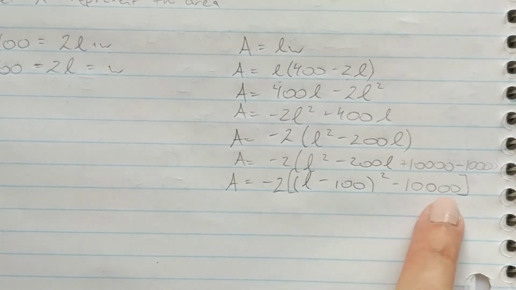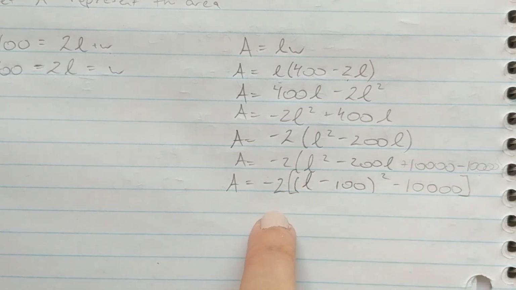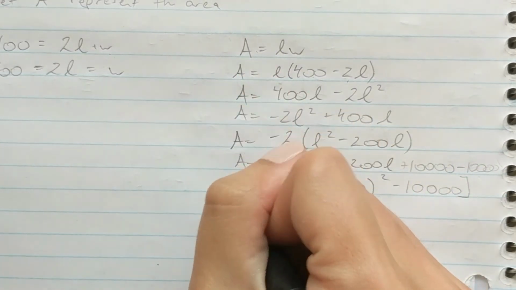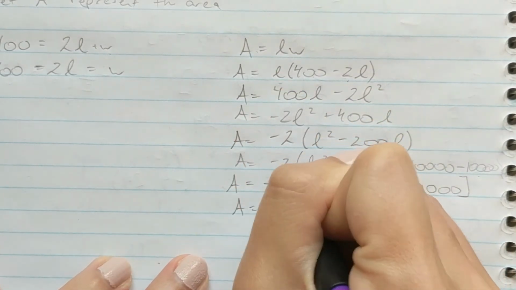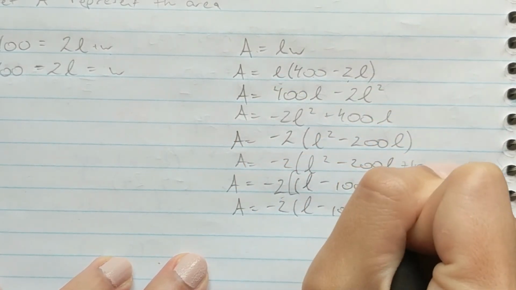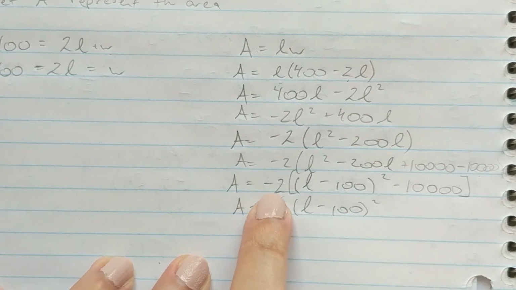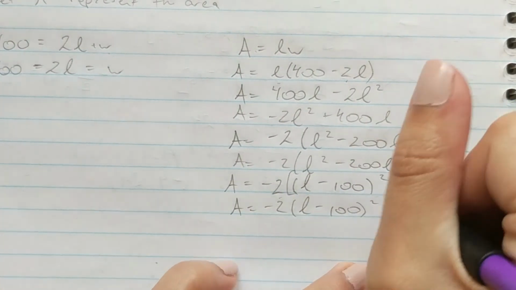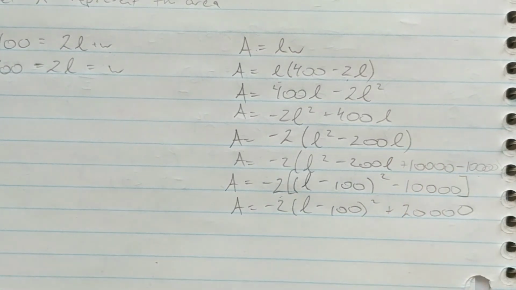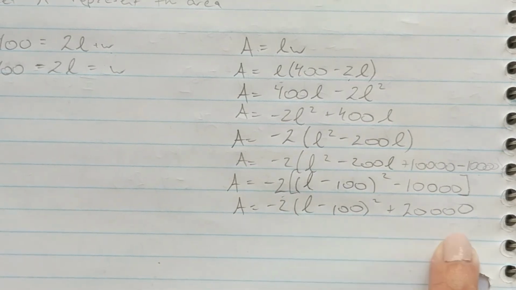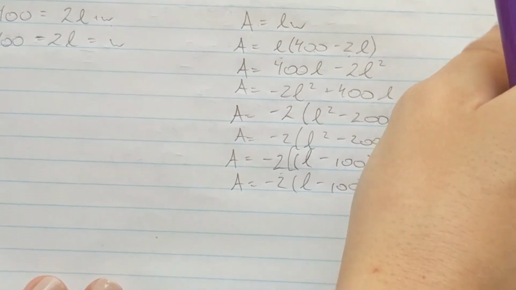Now in order to get rid of these square brackets, I need to distribute my negative 2 in. A is negative 2, so we'll do negative 2 times L minus 100 squared. And then negative 2 times negative 10,000 is positive 20,000. Okay, so we have our vertex dimensions here. Our vertex is going to be at 100, comma, 20,000. Let's just state that.